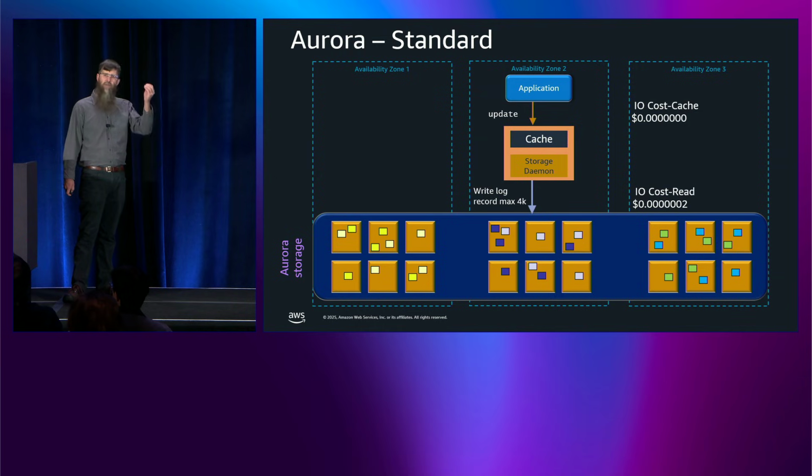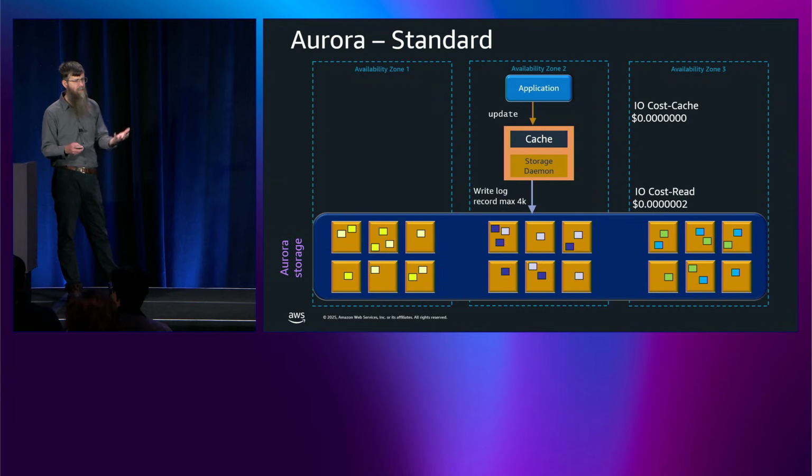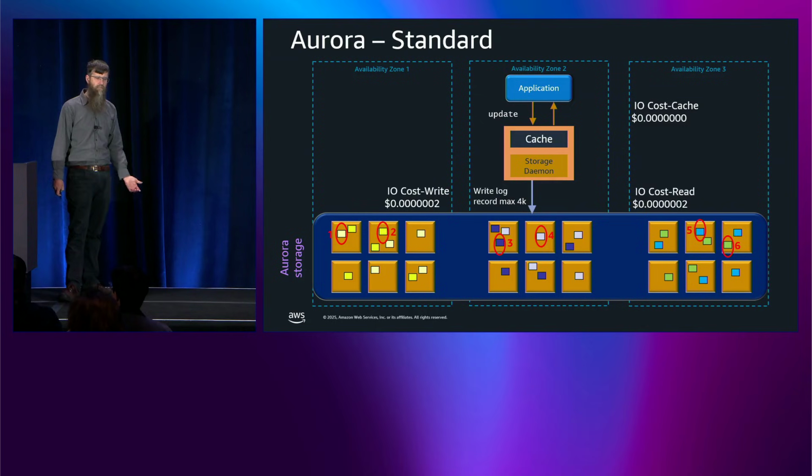So what's going to happen then when we do a write? Remember, we're writing these log records. They can be varying sizes. They can be batched together in different ways. When we do a write, up to 4 kilobytes, that'll cost you that same fraction of a penny, right?